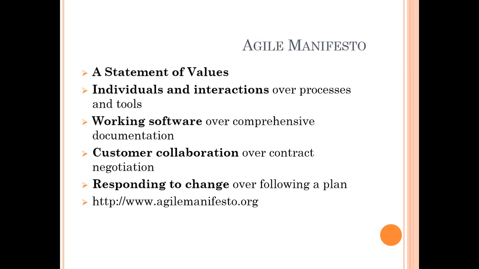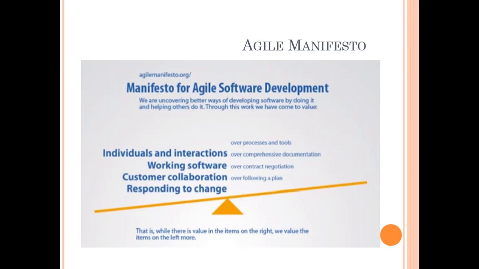So let's see what the values are. We'll go to the next slide, which is more easy to understand. Individuals and interactions over processes and tools. Here in Agile, we stress individuals and their communication channel.